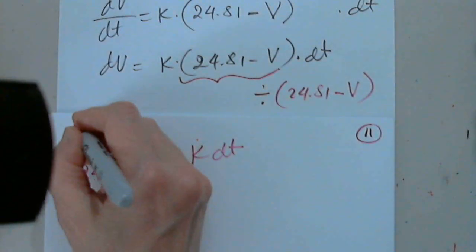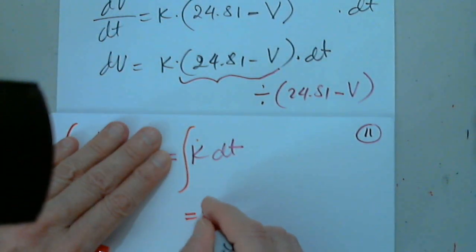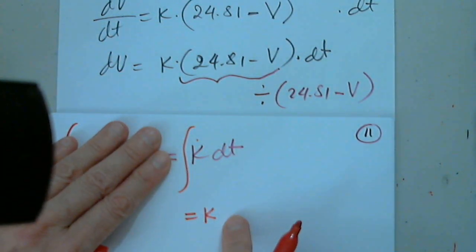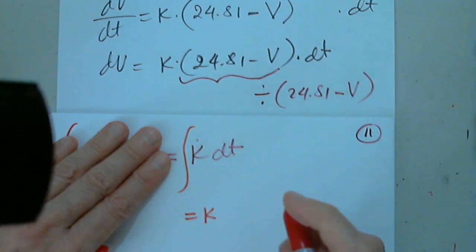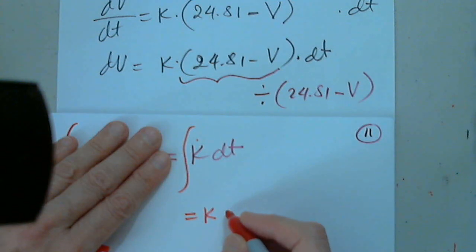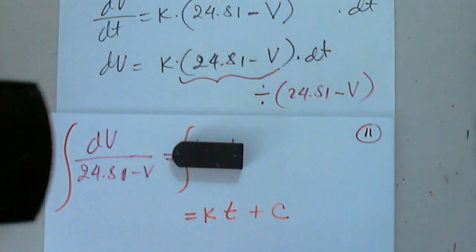They integrate both sides. Let's start with the right-hand side because it's easier. Which function has derivative 1? T. Very good. Plus a constant c. Okay, now forget about the right-hand side. Let's look at the left-hand side.